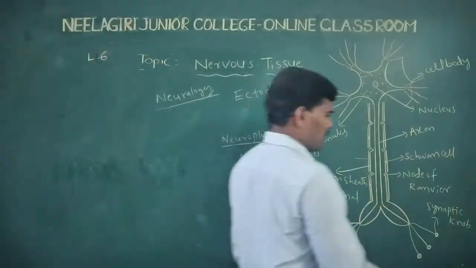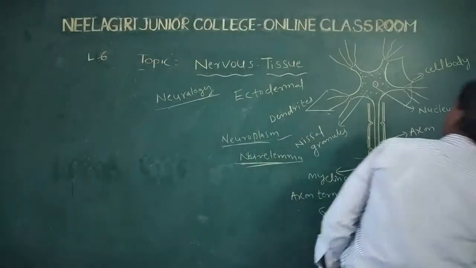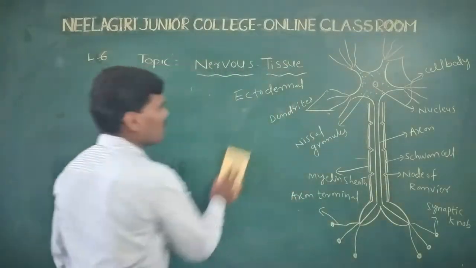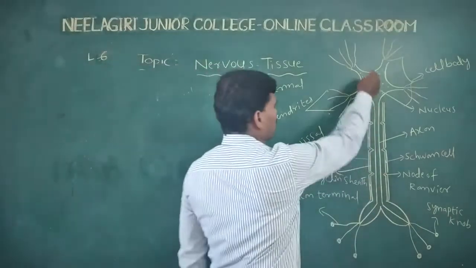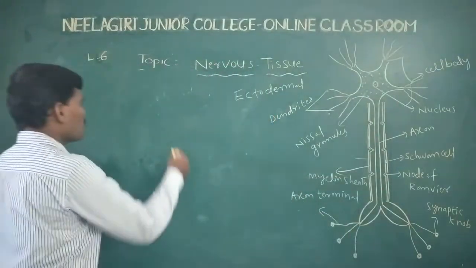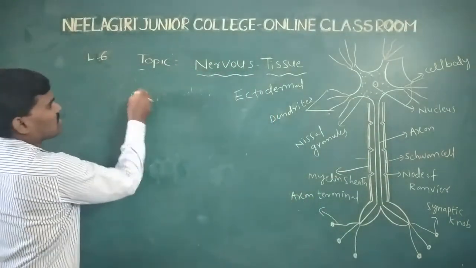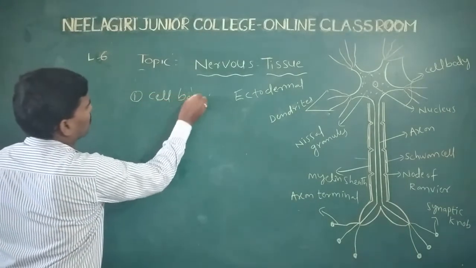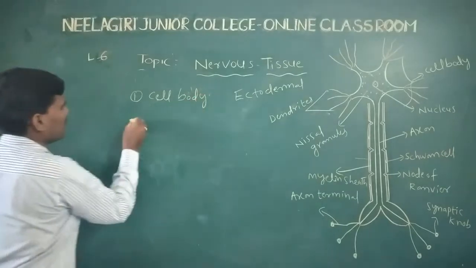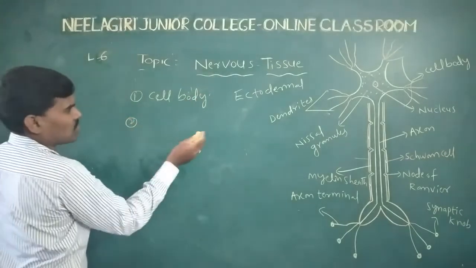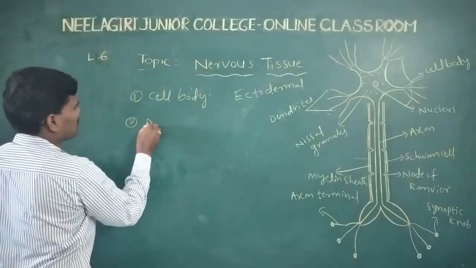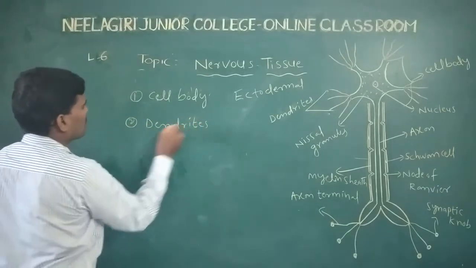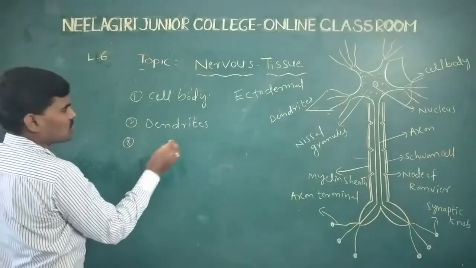Now let's see the structure of a neuron. The neuron has three parts. The first one is the cell body. The second one is the dendrites. The third one is the axon.